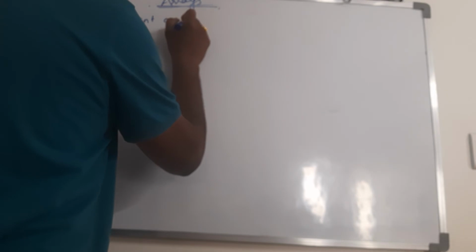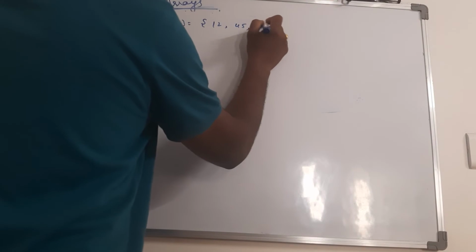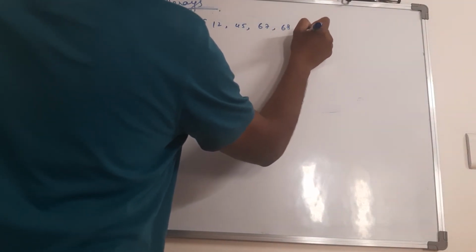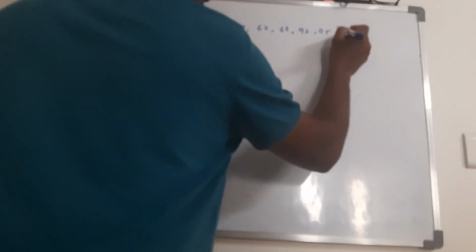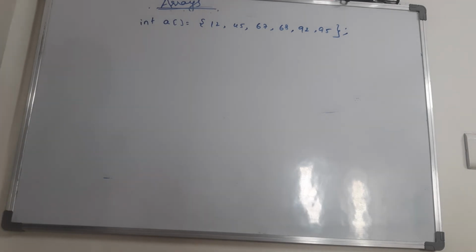Now I want to print the values. Okay, so int a equal to 12, 45, 67, 95, 92, 9... these are the values I have inserted. Now I want to print these, so here also we will use the for loop.